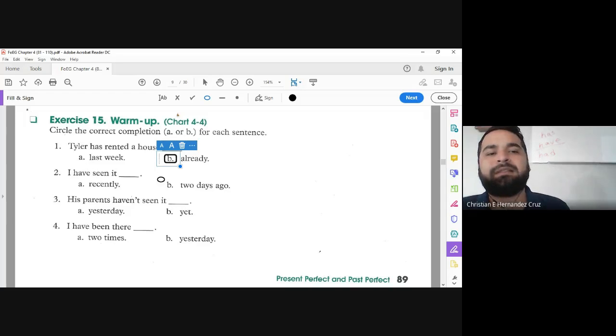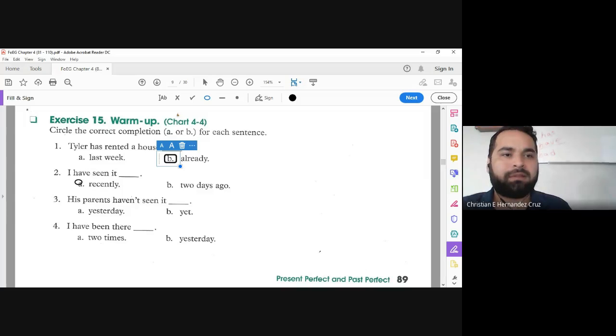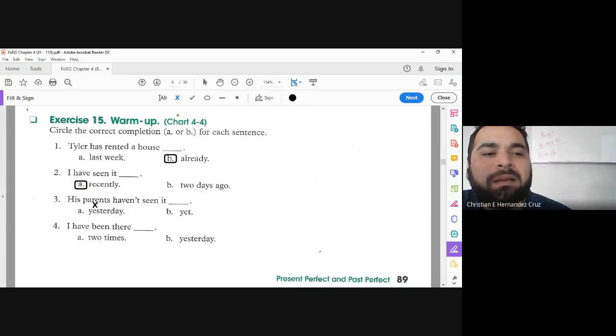I have seen it recently, or I have seen it 2 days ago. Recently. Okay, that's good. Now, if we were to have erased "have seen" and instead use "saw," then you could use "2 days ago." You could say, I saw it 2 days ago, and that would make much more sense. But since we are using "have seen," the perfect form, then "recently" makes the most sense.